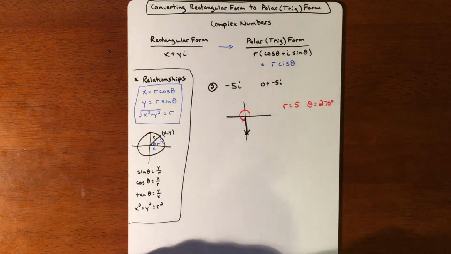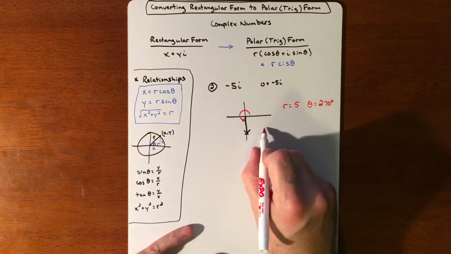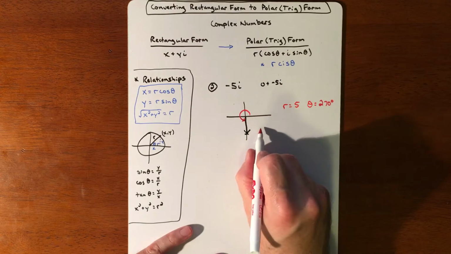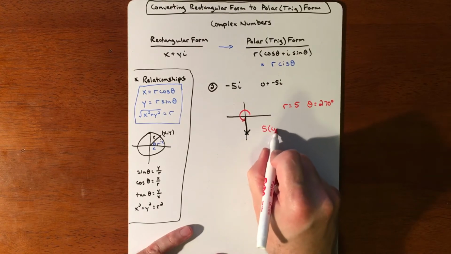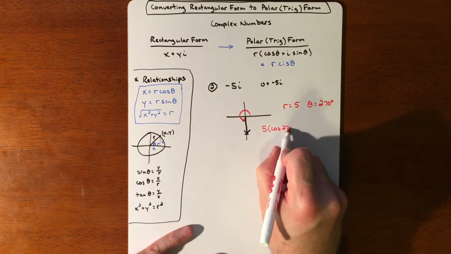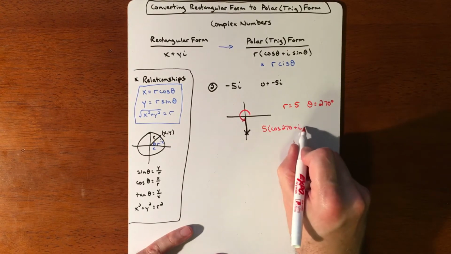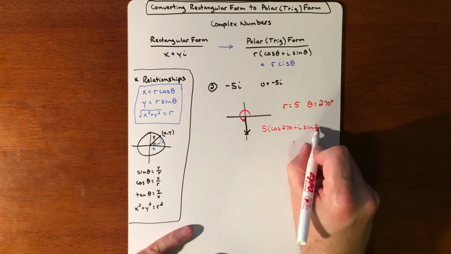So that's everything we need. So we needed the angle and we needed the radius. We're going to write it in that form. So it's going to be 5 cosine 270 plus i sine 270.